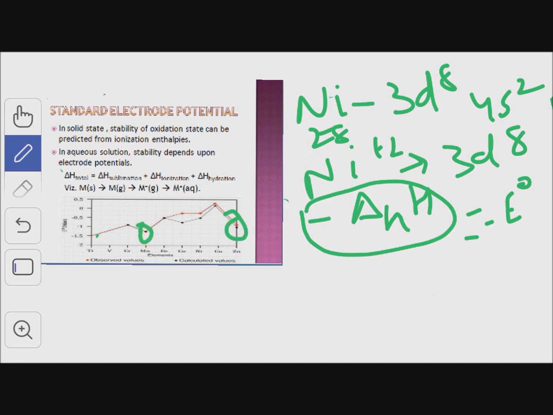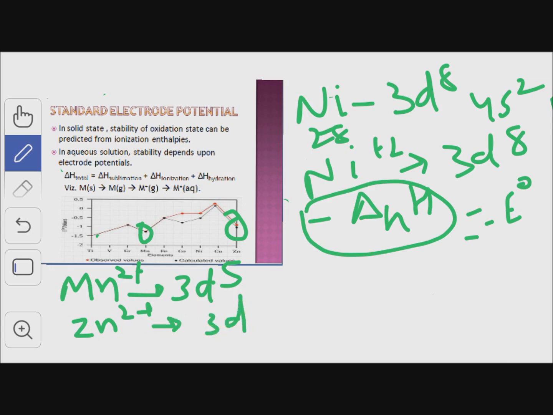And in case of manganese and zinc, they are also more negative than the expected value. In case of manganese 2+, we have 3d5 configuration, and in case of zinc 2+, we have 3d10 electrons.